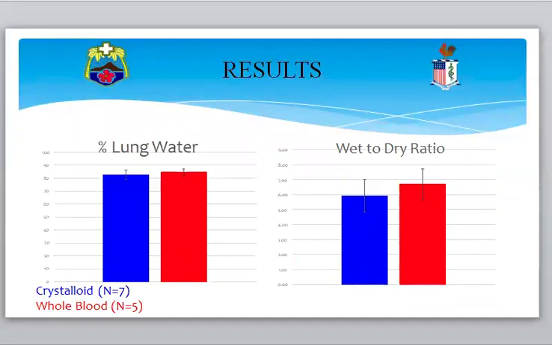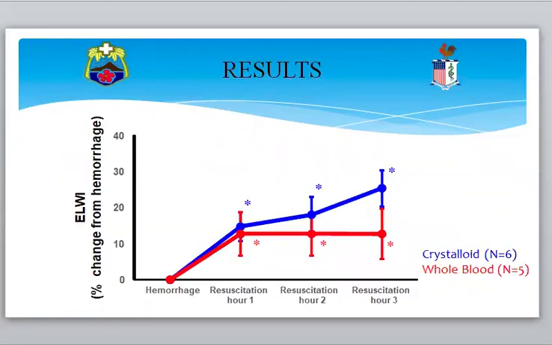Comparing the overall lung water content of the lungs and their wet to dry ratios, we found no significant difference between whole blood and normal saline, although this may have been in part due to limitation of our methodology, as the lungs were not exsanguinated prior to harvesting. Using the thermodilutional method, we were able to look at the distribution of that lung water.